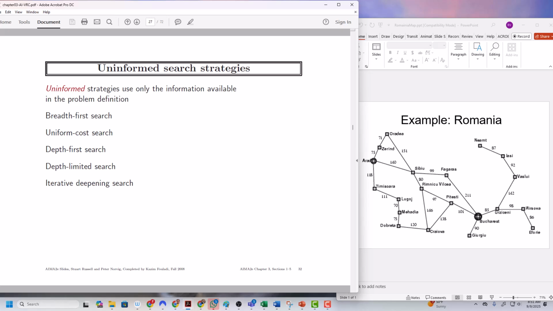But in this section, in the next video, we'll discuss only the uninformed search algorithms, which are breadth first search, uniform cost search, depth first search, depth limited search, and iterative deepening search.